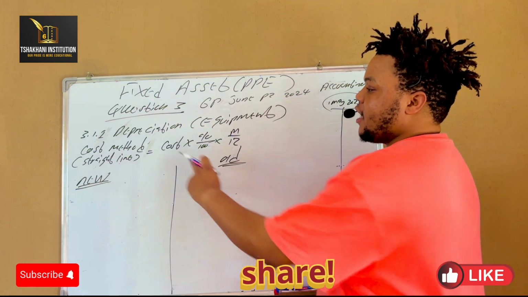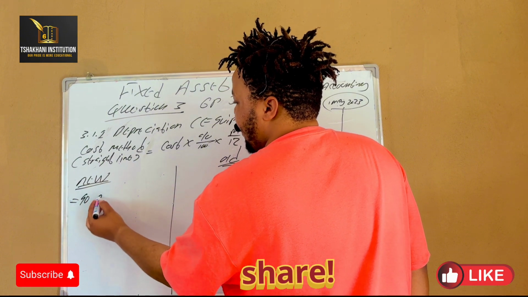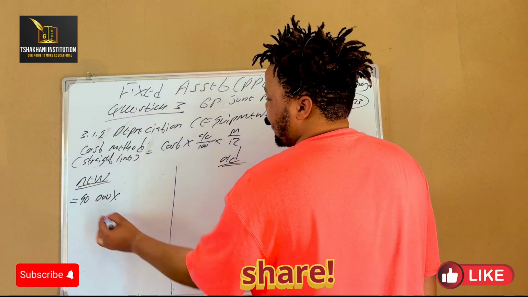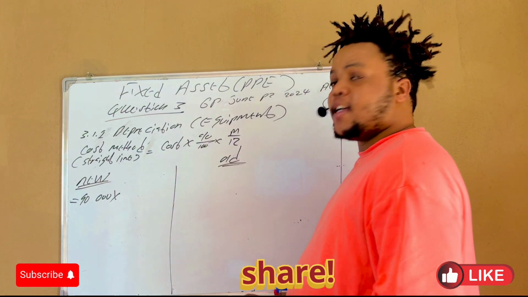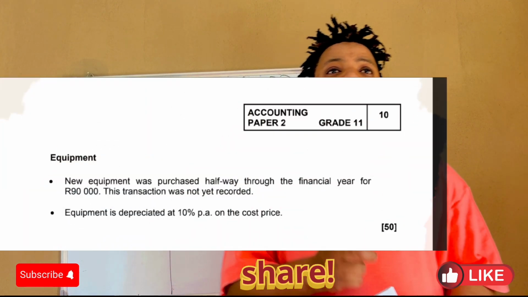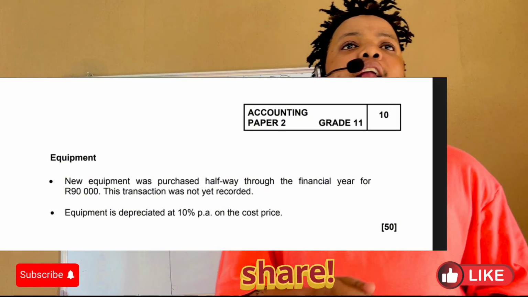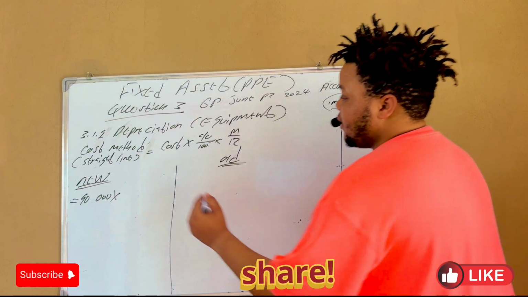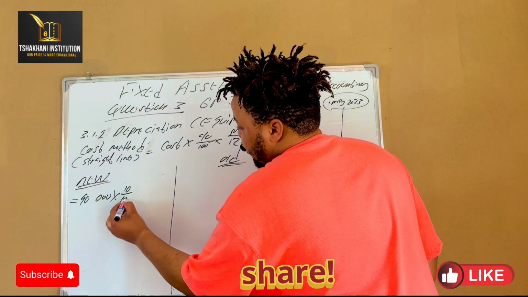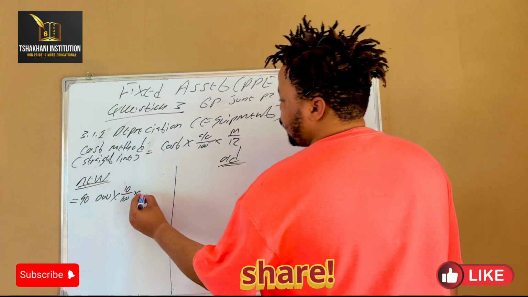We are given how much this equipment cost. They said it's 90,000. Then you multiply 90,000 by the percentage. Let's find the percentage on the screen. They are saying that equipment is depreciated at 10% per annum on the cost price method. Meaning that they're using 10% on the equipment. Multiply by 10% over 100. And then we come to the m.